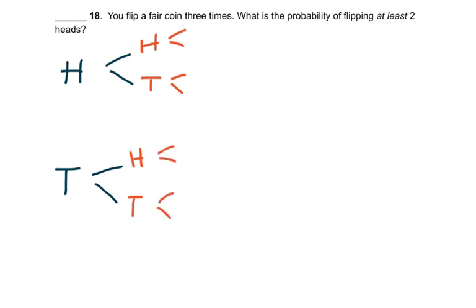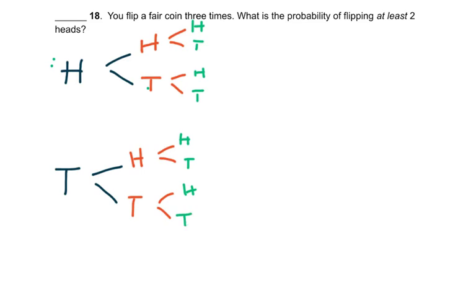Finally, we're going to flip it a third time. So, if we landed on heads the first time, heads the second time, the third time could be either heads or tails. Or we could have heads the first time, tails the second time, and heads or tails the third time. Finally, what if we landed on tails the first time? You can have tails the first time, heads the second time, and heads or tails the third time. Or we can have tails the first time, tails the second time, and heads or tails the third.